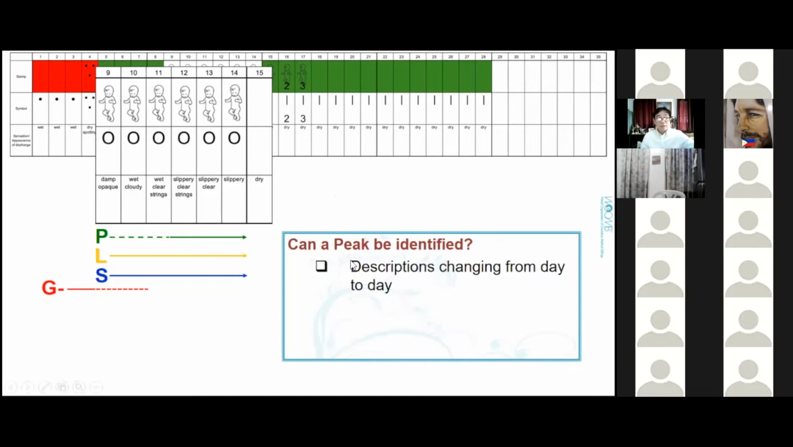From day 9 to 14, there is a changing of mucus day to day, from damp to wet to slippery. Check. Slippery sensation is the mucus ending with a slippery sensation. Yes, check. Next, is there a change after slippery?